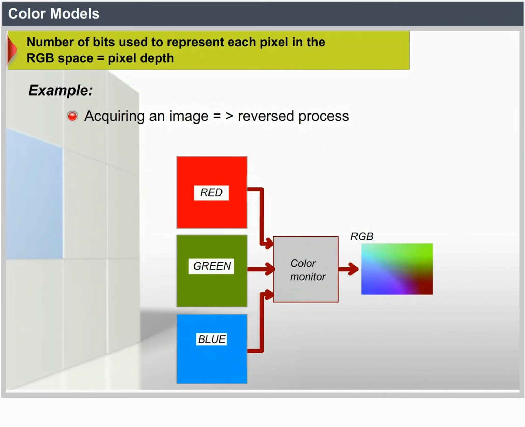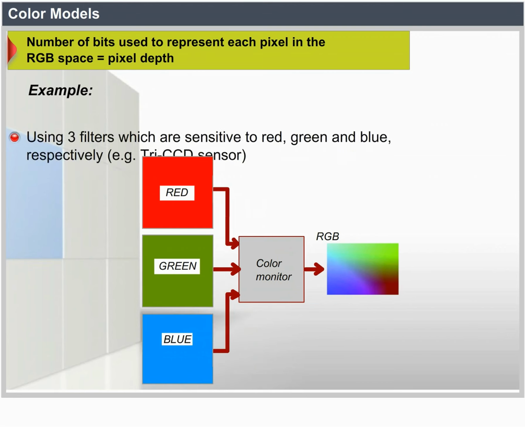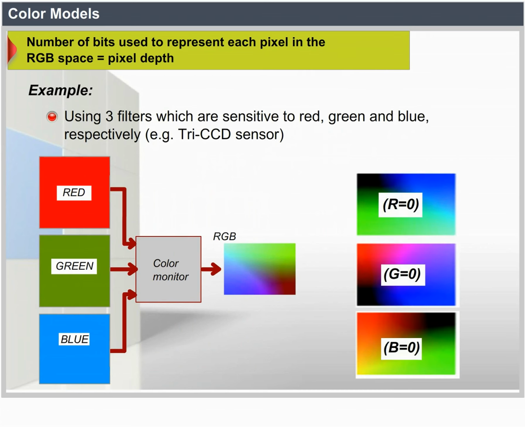The figure shows generation of the RGB image of the cross-sectional color plane. This figure shows the three hidden surface planes in the color cube. Acquiring an image is the reverse process, using three filters sensitive to red, green, and blue, respectively, for example, with a CCD sensor.